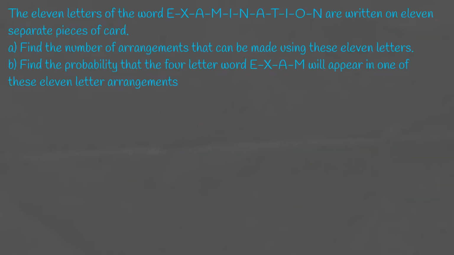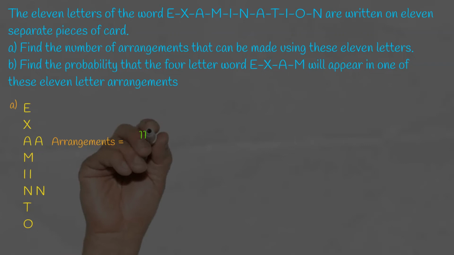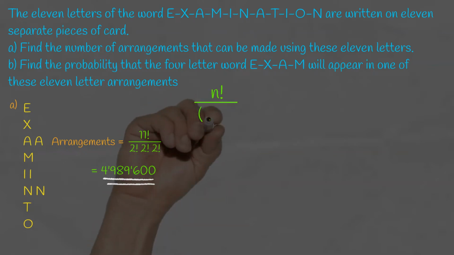So next we have the letters of the word examination written on separate pieces of card. What's the number of arrangements you can make using the 11 letters? Now if we write down examination like this, we can see there are 2 A's, 2 I's and 2 N's. Now as we've spoken about in previous videos, the arrangements of 11 items should be 11 factorial. However, in this case, because there are 2 A's, 2 I's and 2 N's, we divide by 2 factorial, 2 factorial, 2 factorial. Alternatively, you could use the permutation formula to work out the answer, remembering that 0 factorial is equal to 1, but you still have to divide by 2 factorial, 2 factorial, 2 factorial.